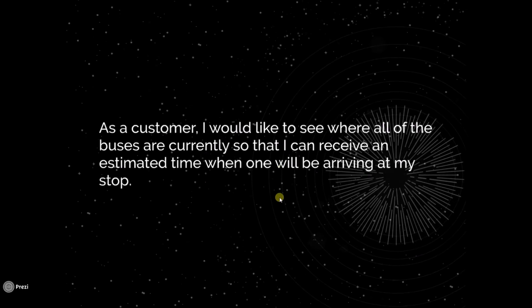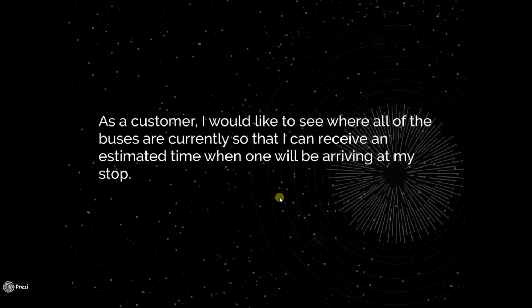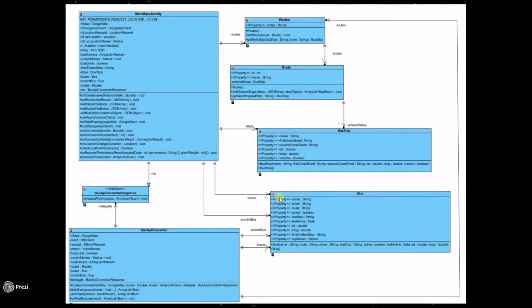The first user story that I'll be going over is, as a customer, I would like to see where all of the buses are currently so that I can receive an estimated time when one will be arriving at my stop. This is done through this system here. The main new additions were in the main maps activity.